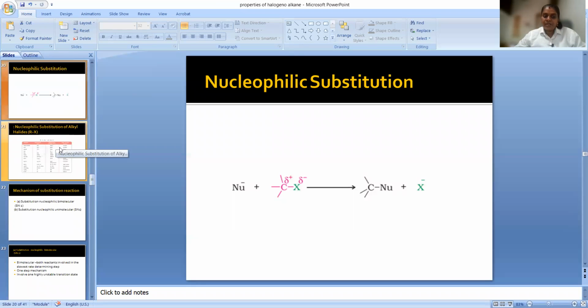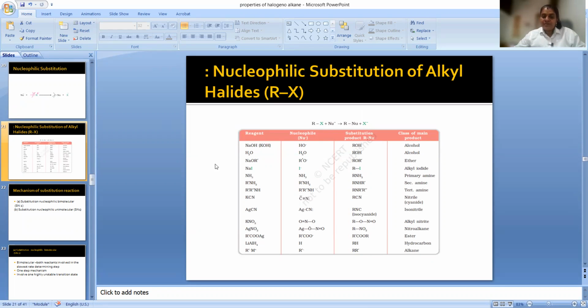Let us see some nucleophilic substitution reactions. Here we can see different reagents being used. If you use NaOH, OH minus will be the nucleophile. When RCl reacts with the nucleophile, OH minus will act. We can take one example, CH3CH2Cl. Between C and Cl there is delta plus and delta minus. So OH minus will approach and attack here, and Cl minus will leave. So we will get CH3CH2OH, and NaCl formation will be there, since sodium is present.